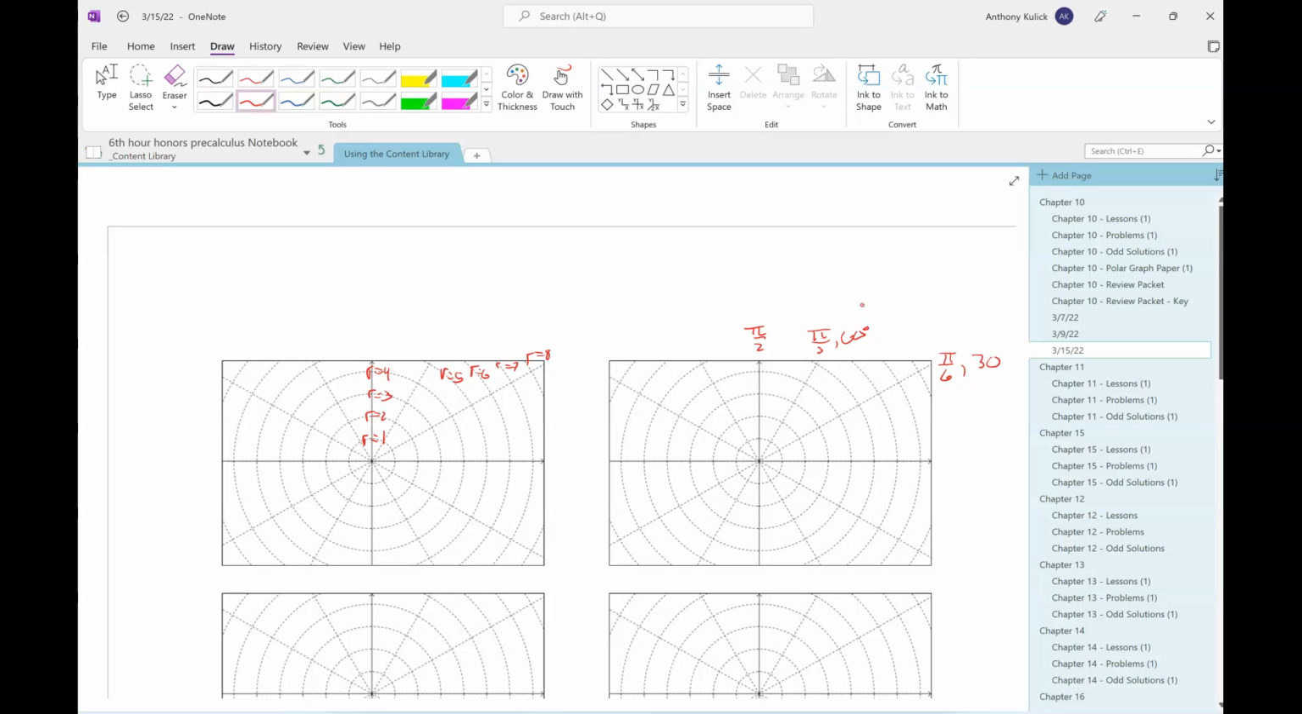That's okay. All right. So then we have 4 pi over 6, and then we have 5 pi over 6, 6 pi over 6, 7 pi over 6, 8 pi over 6, 9 pi over 6, 10 pi over 6, and then 11 pi over 6, and then back here to 0 or 2 pi.